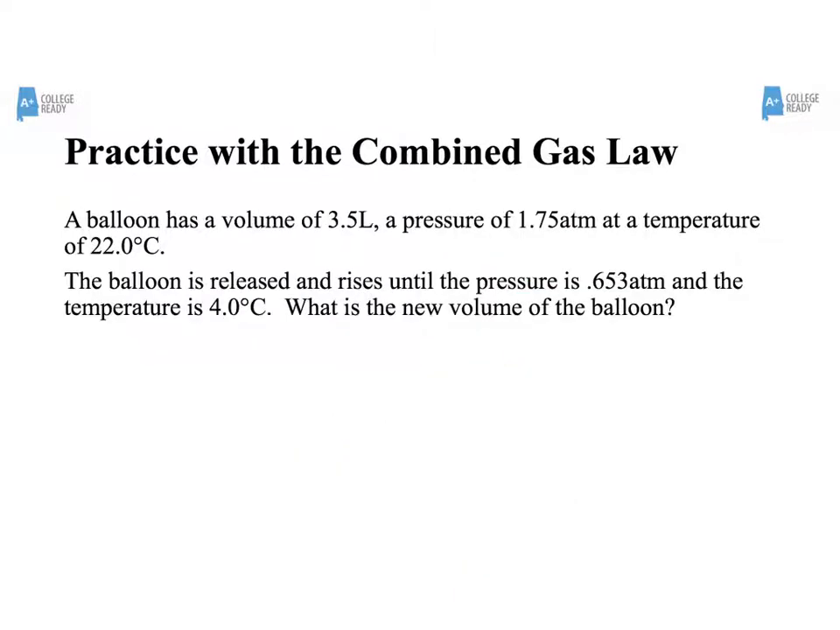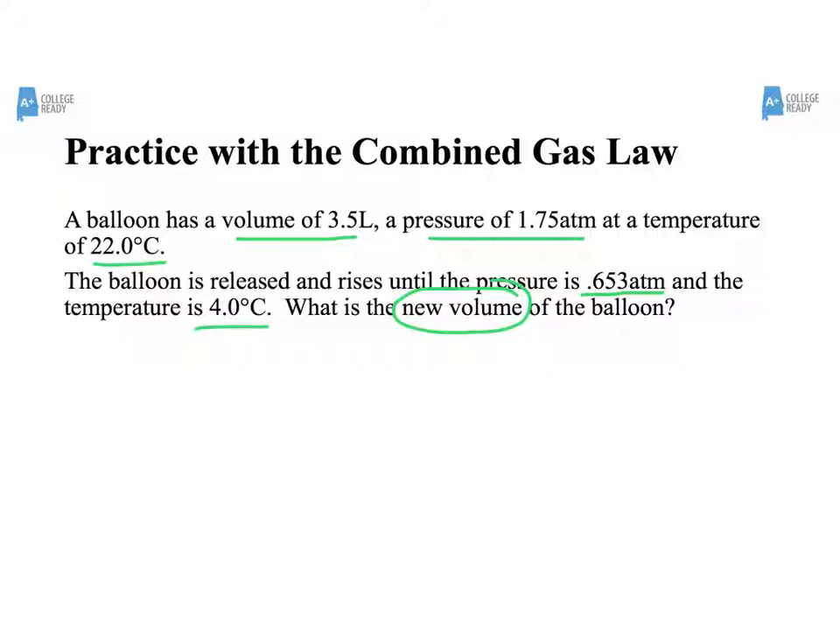So here's a little practice with the combined gas law. We're going to take a balloon, and we know three things about the balloon. We know the volume of the balloon, we know the pressure of the balloon, we know the temperature of the balloon. And then we're going to change something. In this case, we release the balloon up into the atmosphere, and it rises until the pressure inside the balloon is lowered, and the temperature is also lowered. So changing those two variables is going to have some mathematical effect on the new volume of the balloon. We want to find the new volume of the balloon.